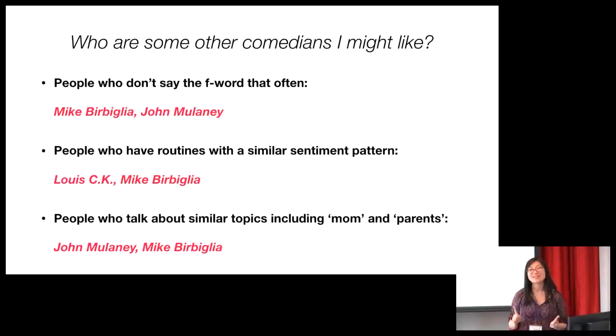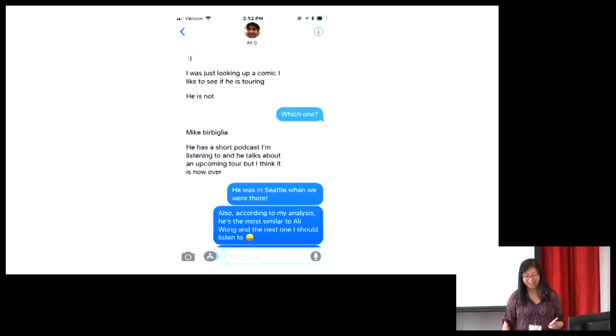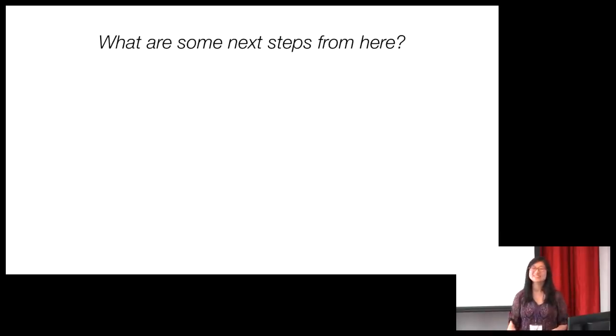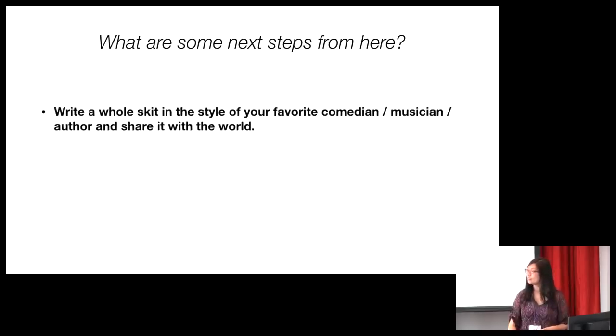I just want to mention, I finished this analysis on Thursday, and then I got this text from my husband. As I was looking up a comic, I say, which one? And he says, Mike Birbiglia. And I was like, according to my analysis, he is most similar to Ali Wong. So my analysis worked. Yes? Does Ali Wong know about this analysis? No, but I should share it with her. That would be so funny. So wait, so you like Ali Wong and your husband just randomly likes Mike Birbiglia? Just randomly. I got that text 2 days ago.